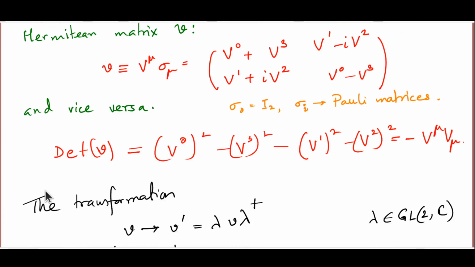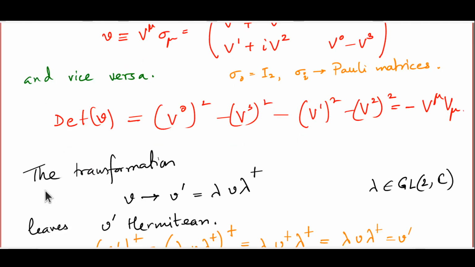Now, a very important feature is the following. If you were to carry out a transformation where small v changes to a new 2x2 matrix v′ according to the rule v′ = Λ v Λ†, where Λ is any 2x2 complex valued matrix whatsoever, so it belongs to GL(2,C). We are going to specialize to the situation where Λ has a non-zero determinant, so it's a non-singular matrix. Now this is going to leave v′ Hermitian. That's very easy to check.